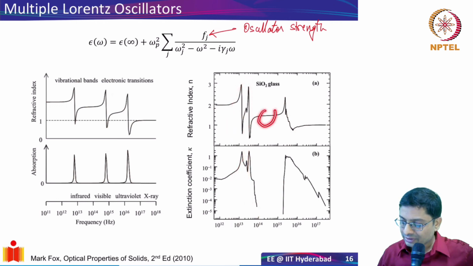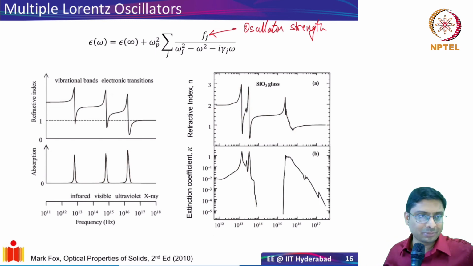In between, wherever the real part of epsilon, the refractive index, is constant, there's essentially no absorption. That's why, in this log scale, there's nothing here. It's lower than the measurement limit. Only around the oscillators do you have this peak. So you can explain this. Any data you will be able to explain using this.